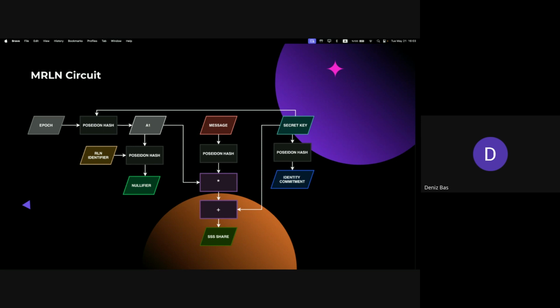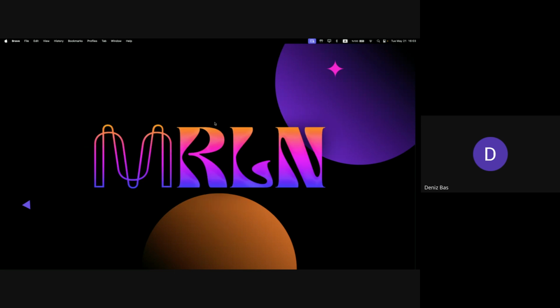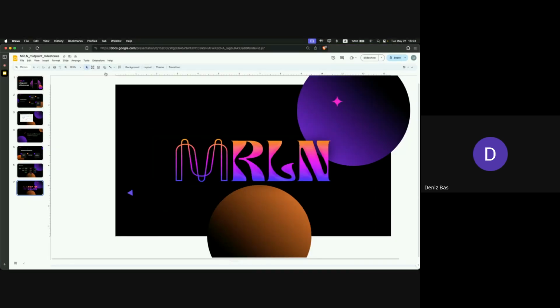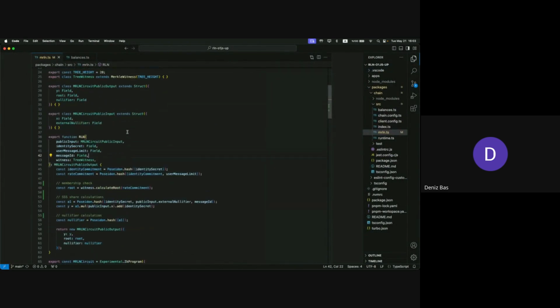We get a zk proof afterwards proving that your epoch and message are accurate and verified, and it also proves that you are a member in the membership group. The circuit spits out a secret share, which is the most important part, because it's used in Shamir secret sharing, obviously. And let me open VS Code and go through the code.